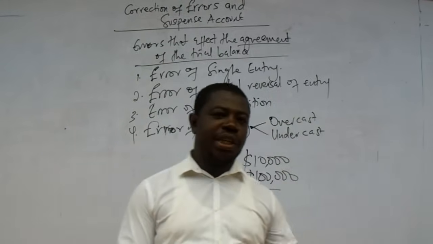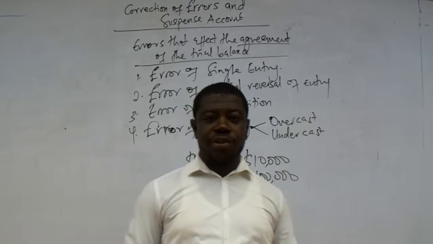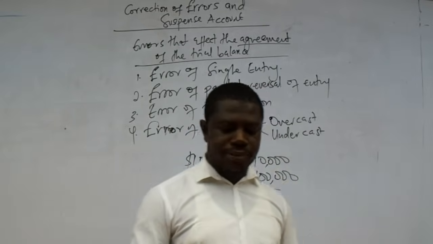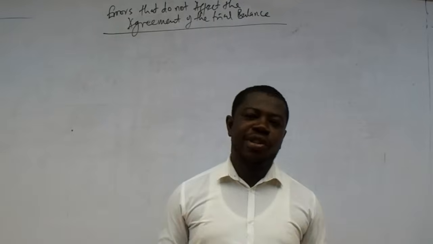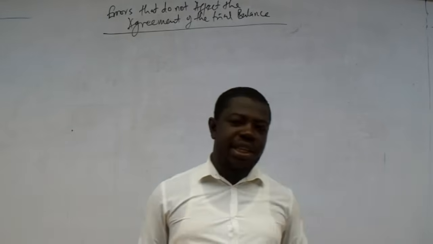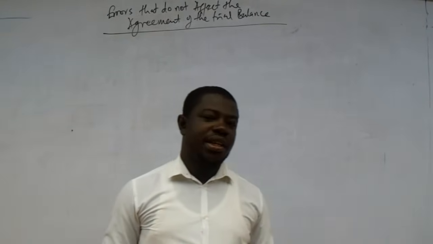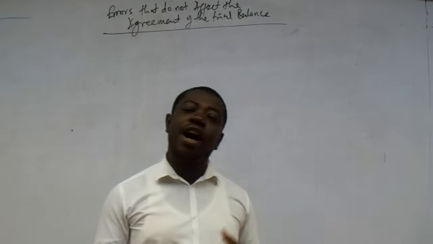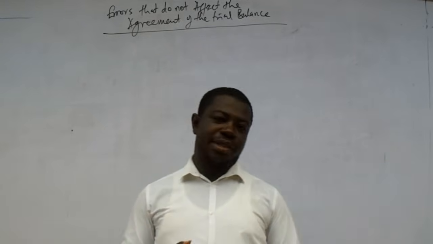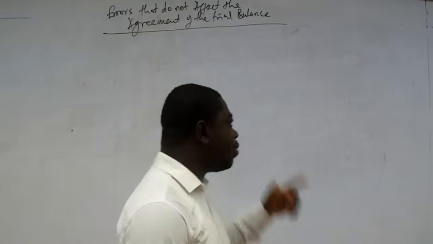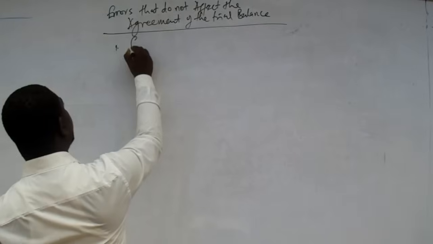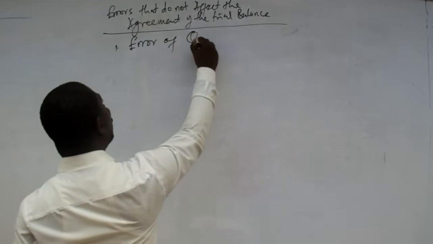And so I think we are okay with these errors that affect the agreement of the trial balance. We are going to look at errors that do not affect the agreement of the trial balance. These are errors which, when committed, the trial balance will still agree. It will still balance, and so you think that you are all through. So sometimes you go to the exam hall and you come out and everyone is saying it's balanced, but they have different figures. Most of the time, they committed errors like this. So, errors that do not affect the agreement. The first one I want to talk about is error of omission.